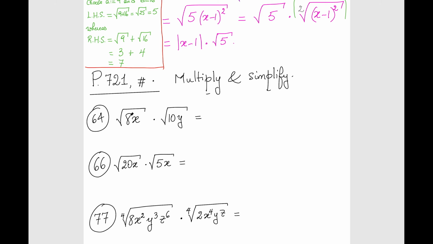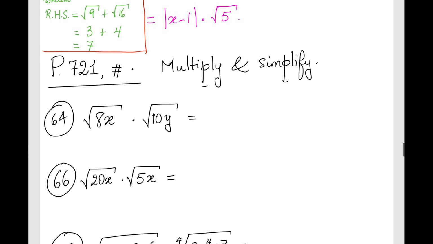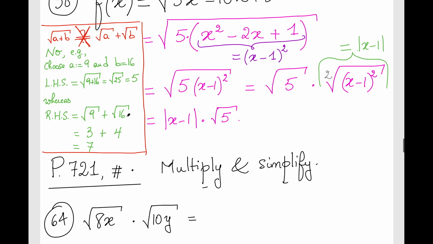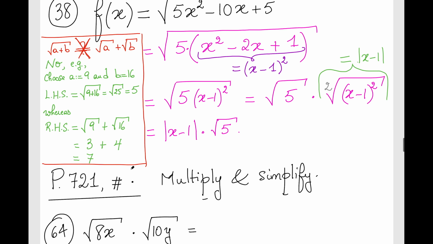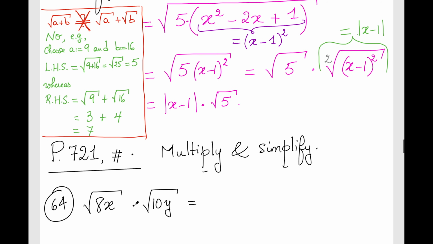Multiply and simplify: the square root of 8x times the square root of 10y. Well, let's multiply them out first by using the product rule for radicals. This is a multiplication, so I can combine the two. This is not addition. The operation is multiplication here.